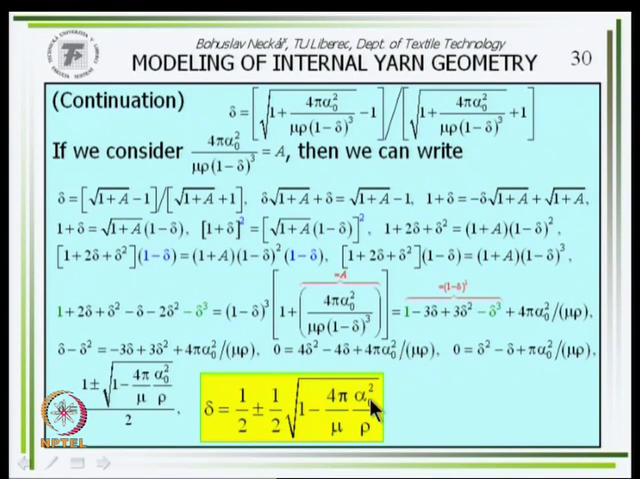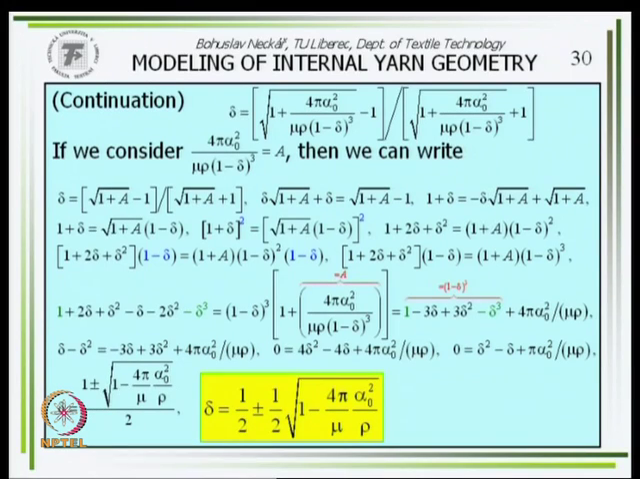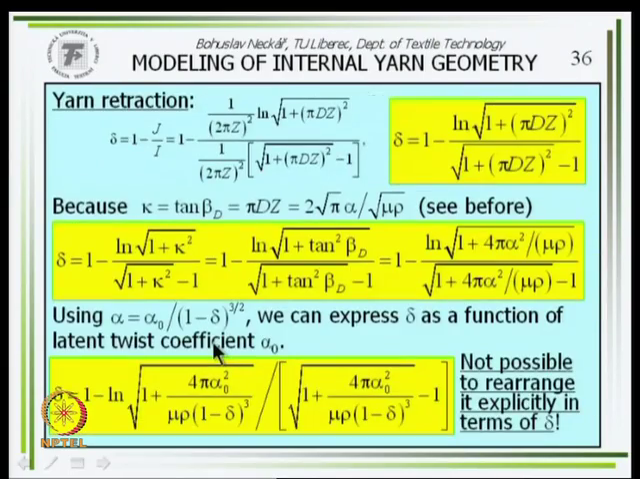You are right, because let's imagine the structure without twist. Then alpha 0 is equal to 0. The square root of this is 0. The square root of 1 is 1. So it's 1/2 plus minus 1/2. You can obtain 0 or 1. When you have a parallel fiber bundle without twist, you cannot have the retraction value 1. You must have the value 0 length, I mean, this retraction must be equal to 0. Therefore minus is the real sign here.